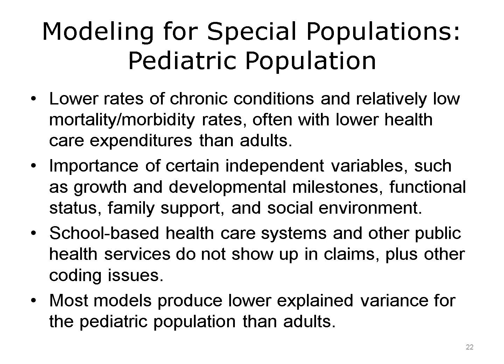Certain independent variables, such as growth and development milestones, functional status, family support, and social environment, are critical in defining different risk groups in the pediatric population. Pediatric population health is affected by school-based healthcare systems and other public health services that do not show up in claims, and bring other coding issues while developing population health data warehouses. Generally, most predictive models produce lower explained variance for the pediatric population than adults.